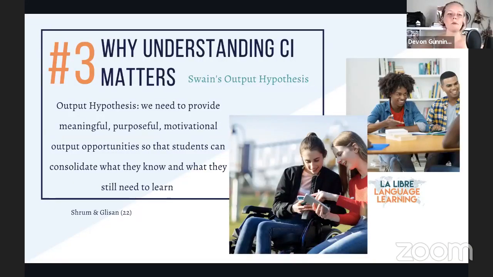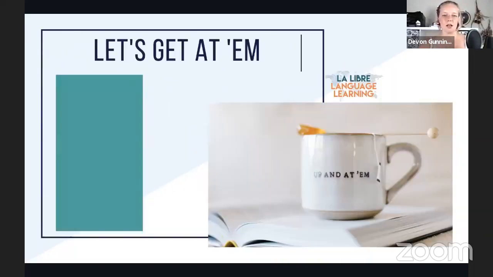Number three, here's why understanding comprehensible input really matters, though, for you as a teacher. I like the output hypothesis the best because it really helped me to expand my definition of what CI teaching looks like. And that is, from the output hypothesis, we've learned that not only do we need to provide high quality input, but we also need to provide meaningful, purposeful, and motivational output opportunities so that students can consolidate what they know and what they still need to learn. That's why understanding CI matters.